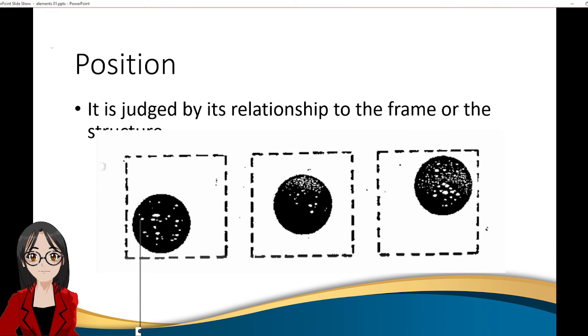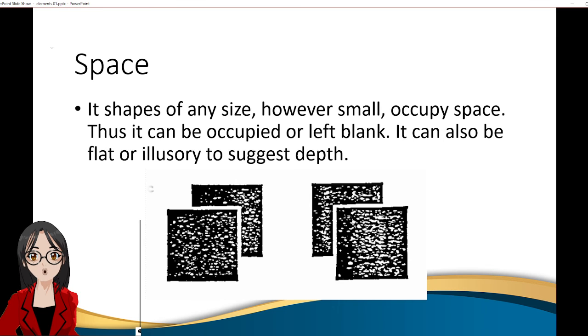So, as you can see, we have different positions of our image. And then, of course, if we have space, shapes of any size, however small, occupy space. It can be occupied or left blank. It can also be flat or illusory to suggest depth. If we talk about space, for example, in an illustration, how do we show that the space of our image is big? Of course, there is a large white space in our illustration.